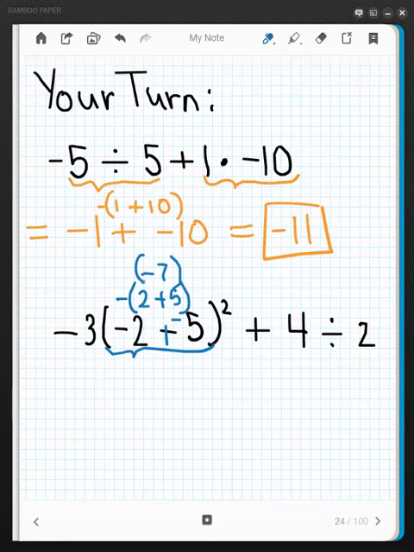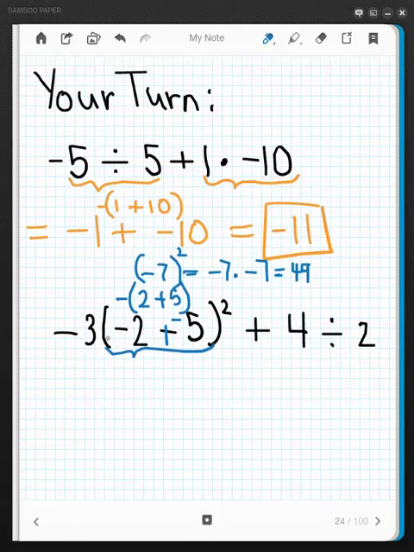But this negative 7, remember, is in parentheses and being squared. That means I'm going to take a negative 7 and use it as a factor 2 times, a negative 7 times a negative 7. And then negative times a negative gives me a positive, and it's a 49.